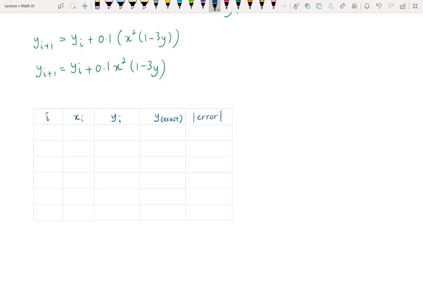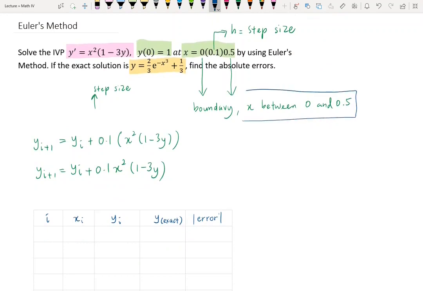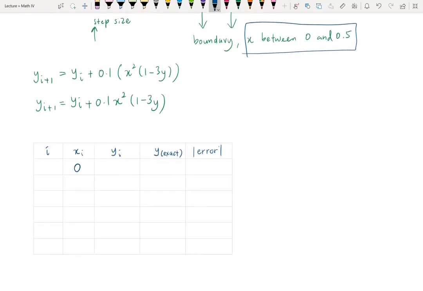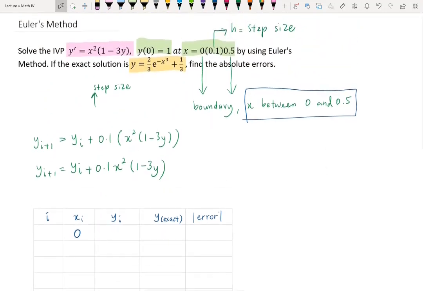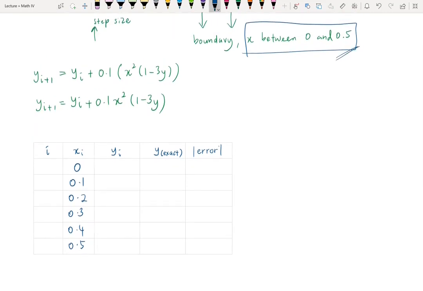Okay, we start by filling up the second column, which is the value for x. As we know from here, your x boundary is between 0 and 0.5. So start your x value with 0 and add the value of the step size. Our step size here is 0.1. So 0 plus 0.1, we have 0.1 here, 0.2, 0.3, 0.4 and 0.5. So we stop at the final boundary value of 0.5.